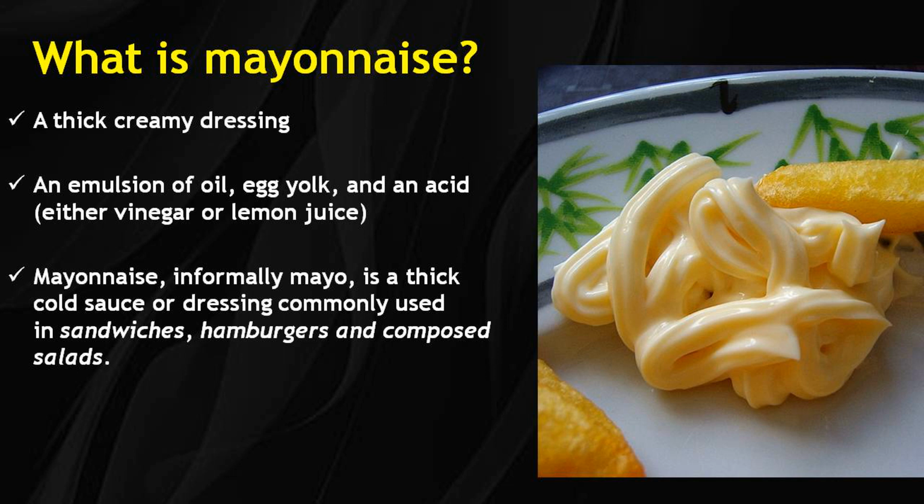Mayonnaise is a thick, creamy dressing. It is an emulsion of oil, egg yolk, and acid. The acid may be vinegar or lemon juice. Mayonnaise, informally mayo, is a thick cold sauce or dressing commonly used in sandwiches, hamburgers, and composed salads.